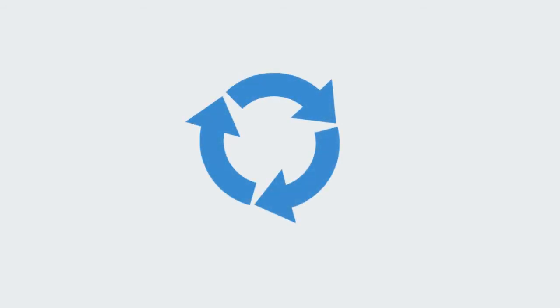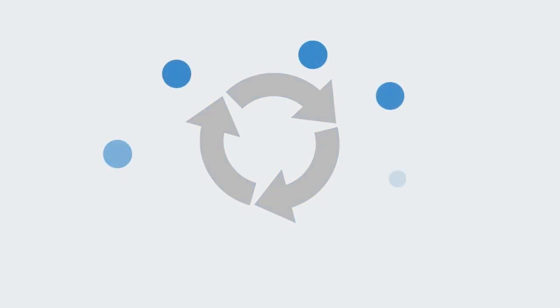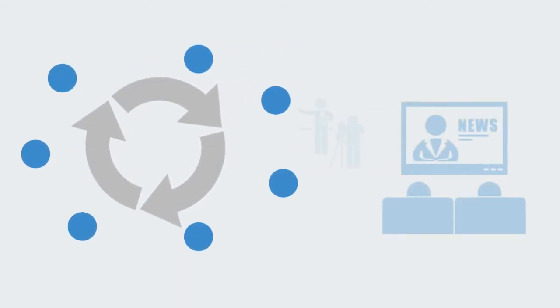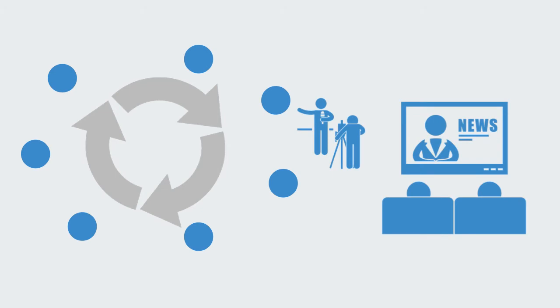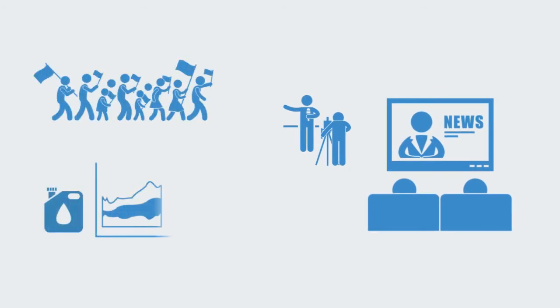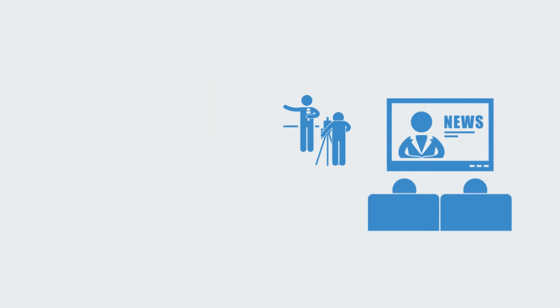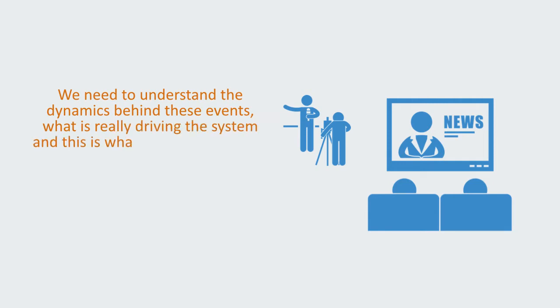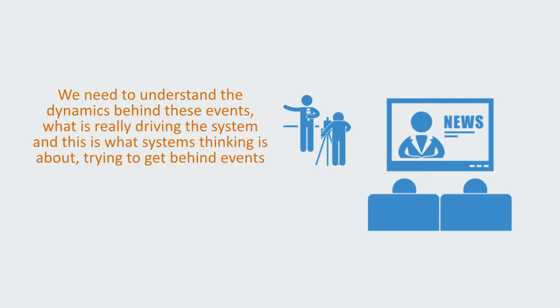In our analysis, we often focus on discrete events, like watching the news every night, where the presenter simply describes what happened. But of course, if we really want to understand something, like why a dictatorship fell, or the price of biogas is going up, or why a large organization like Nokia was incapable of responding to market changes, we can't simply do this by describing what happens. We need to understand the dynamics behind these events, what is really driving the system. And this is what systems thinking is all about, trying to get behind events to see what is truly causing them.